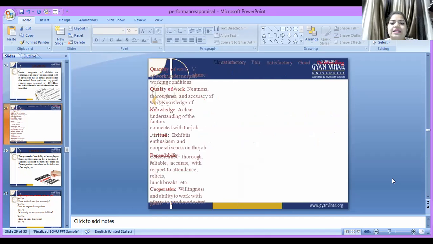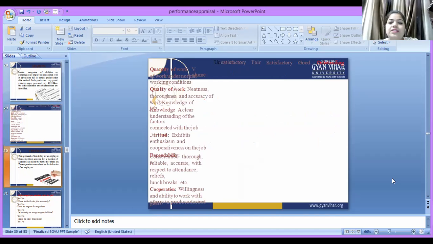So let's understand, like quality of work is unsatisfactory, fair, satisfactory, good, outstanding. So for overall performance, we can also grade the quality of work, their trade, their dependability, their cooperation towards their employees and towards their superiors. Like we can grade according to them. Okay, so this is the grading system basically.